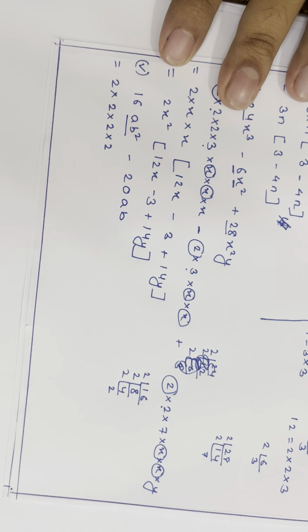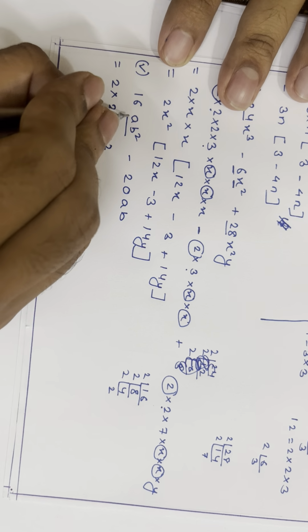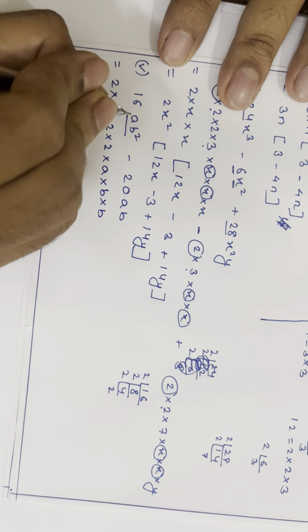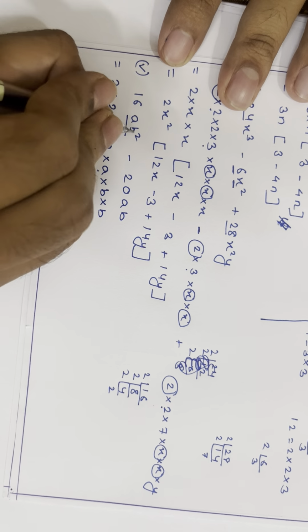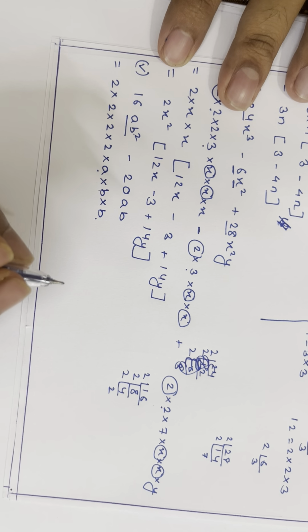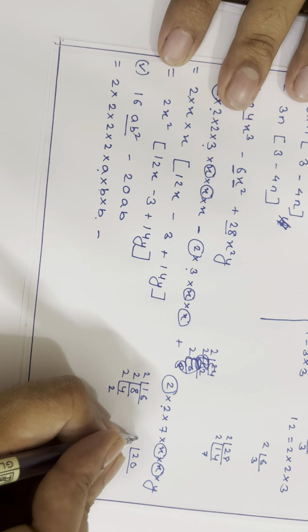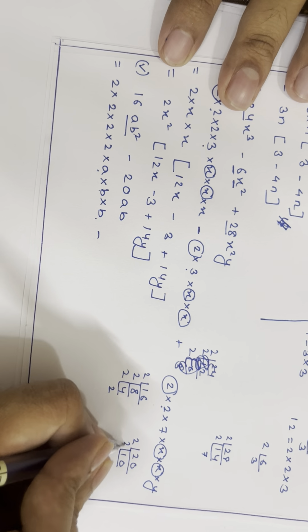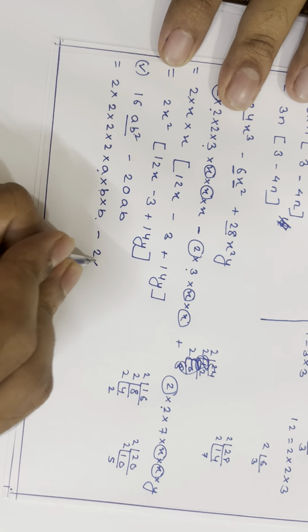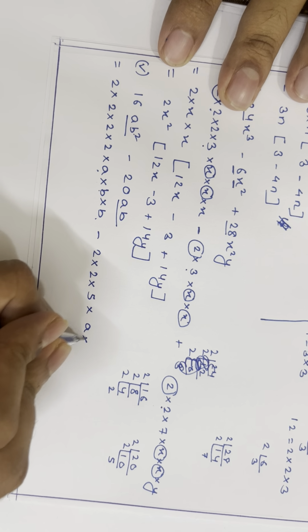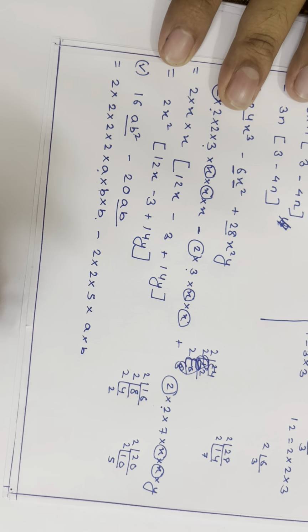Now what about this ab square? I have 1a and I have 2b. ab squared, so I am writing 1a, and because b square is there, I am writing 2b. Okay. Minus 20. 20 you prime factorize 2 10 times, 2 5 times. So I will write 2 into 2 into 5. ab I will write a into b. Okay. Now look at these two terms.